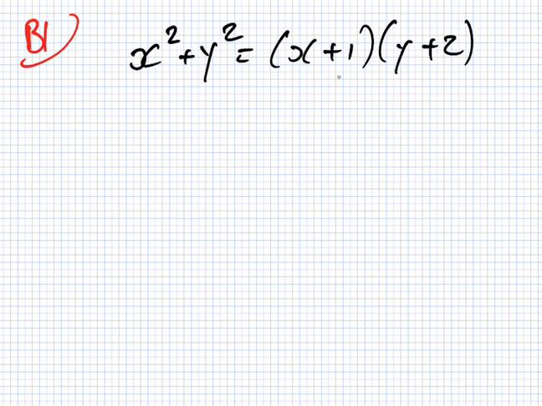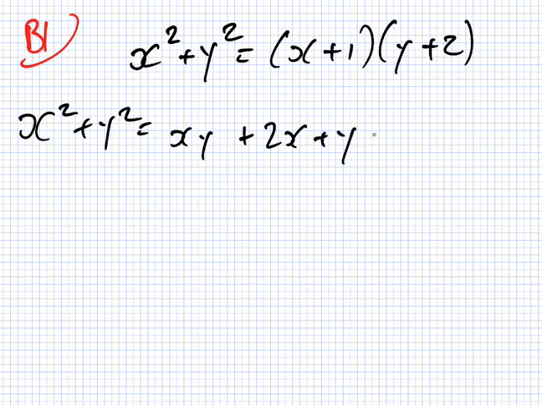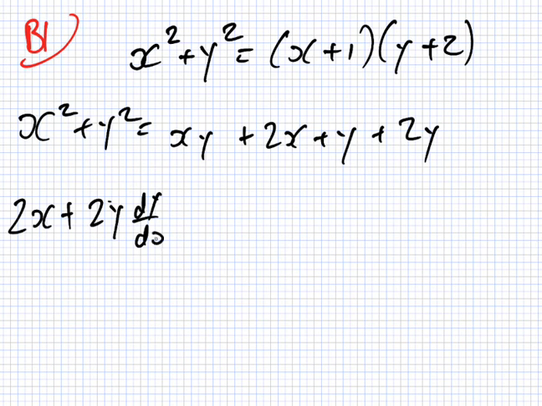x squared plus y squared equals xy plus 2x plus y plus 2y. Okay, now its derivative: 2x plus 2y dy/dx. No, this one I think is 2y. Yeah. No. Yes. 1 times 2 is 2.